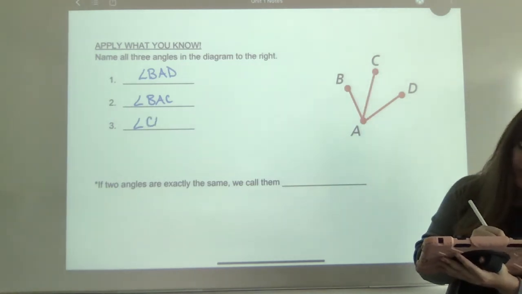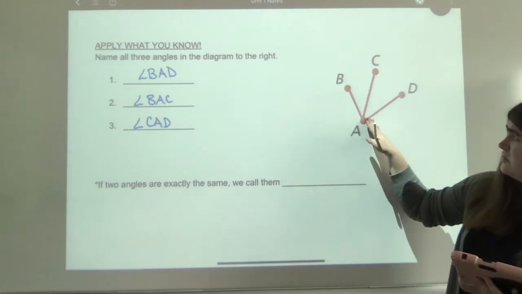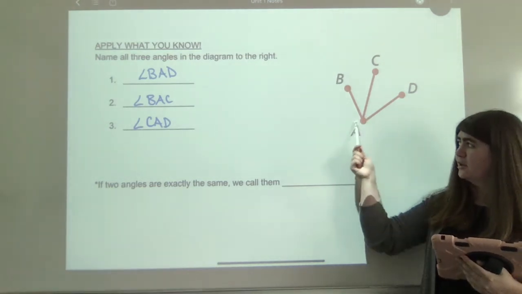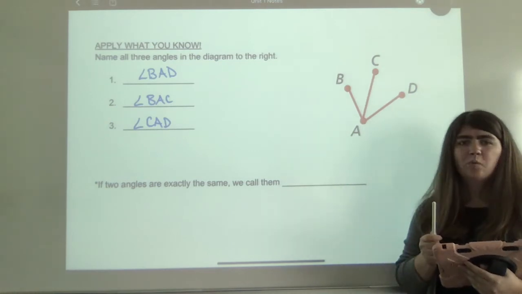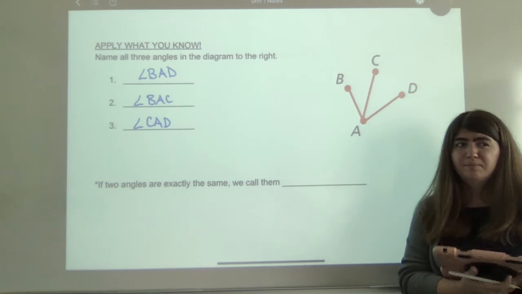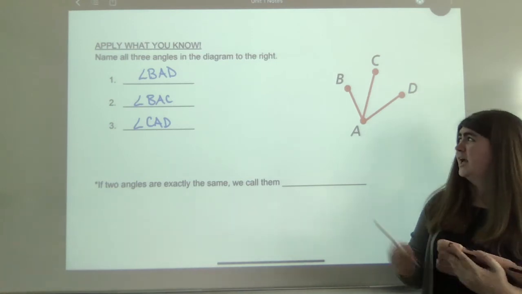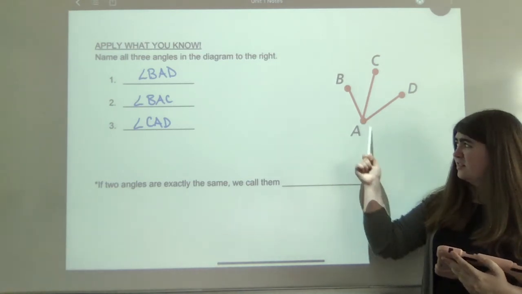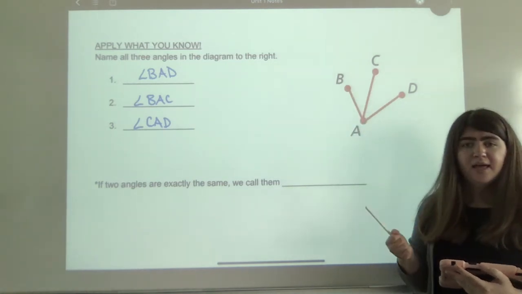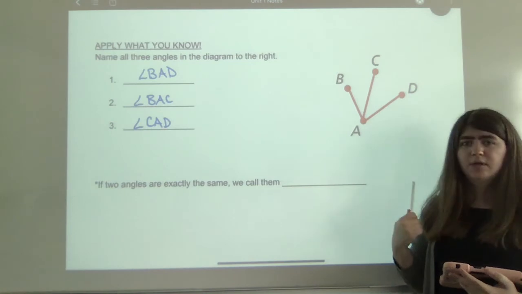as our third angle. In this image, you might notice that we have more than one angle with that shared endpoint. That's why using the 3 points as an angle name is almost always the best option, because if we had just this A and we didn't have names for the other endpoints and I said angle A, you wouldn't know which of the 3 angles I was talking about.